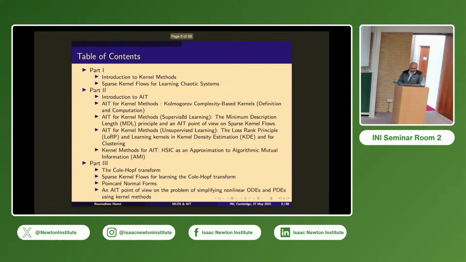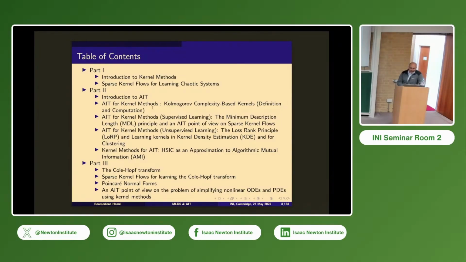Today I'll focus mostly on the interface of AIT and machine learning, and then illustrate this interface through dynamical systems. I'll start by talking about kernel methods, and go quickly over them because most of the people here are experts in kernel methods. Then I'll talk about sparse kernel flows, a method that we developed to learn kernels from data, which we apply to learn chaotic dynamical systems. Then I'll talk about AIT for kernel methods and kernel methods for AIT.